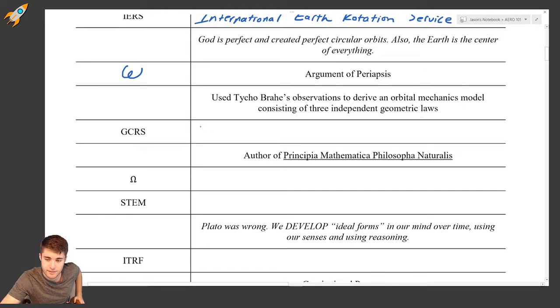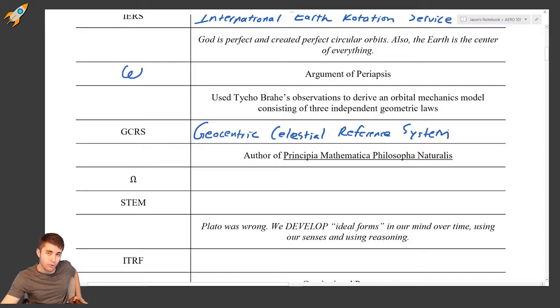So the GCRS is the geocentric celestial reference system. And this is a common Cartesian coordinate system, right? Cartesian meaning X, Y, and Z. It's a common Cartesian frame that we use here centered on the Earth to make sure spacecraft are in a given position at any given time.